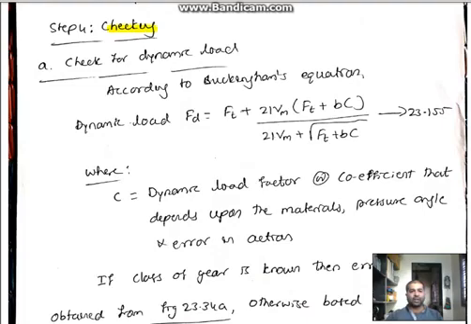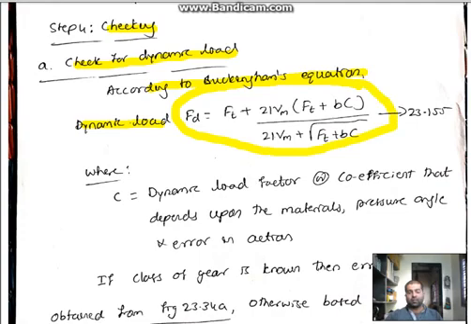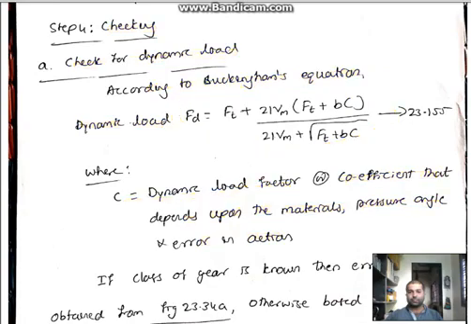Step 4. Checking. Check for the dynamic load. According to the Buckingham's equation, the dynamic load equation is given here. In this equation, all the parameters are known except the value of C, where C is the dynamic load factor or coefficient that depends upon the material, pressure angle and error in action.